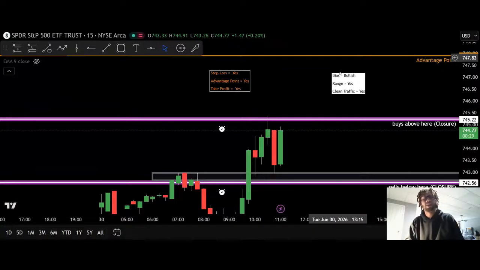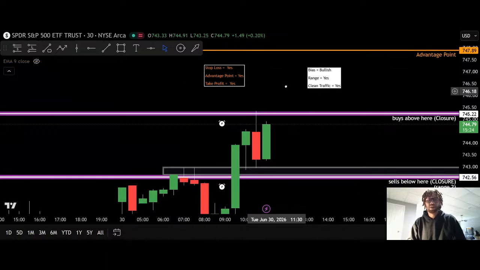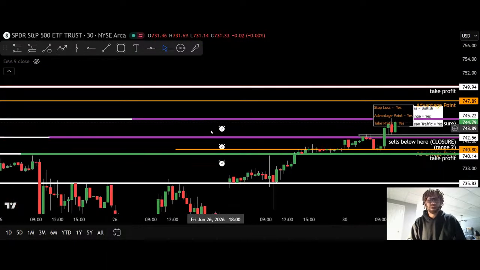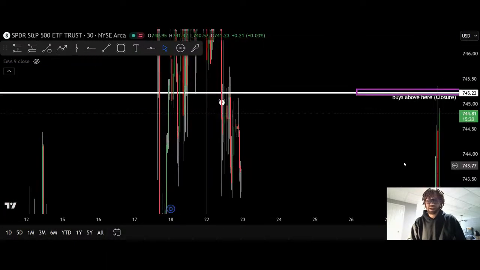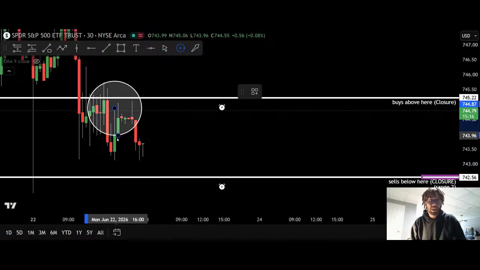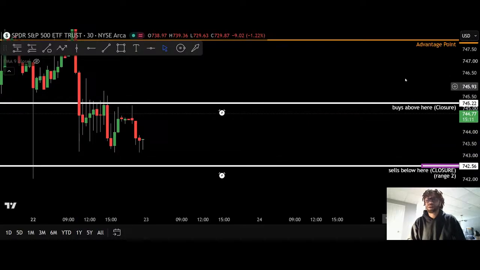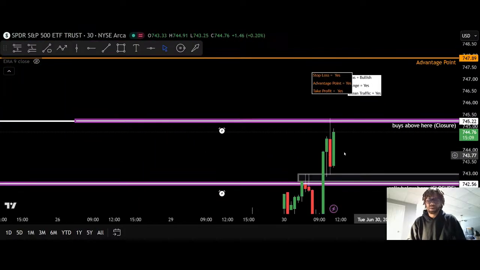All right, 30 seconds. And again, still inside of this range. And the way price is moving is really not surprising if you, again, just look to the left. Okay, you can see this. All right, so let's just wait.